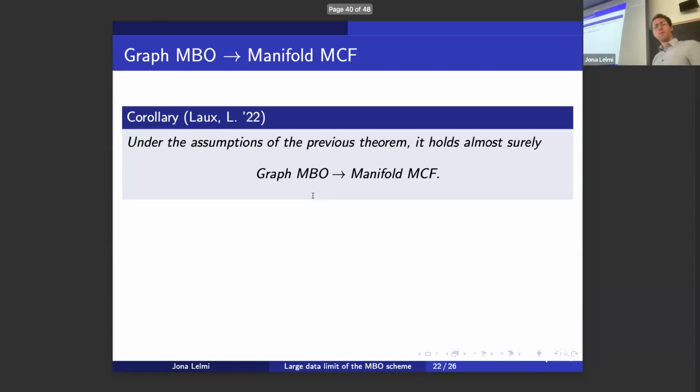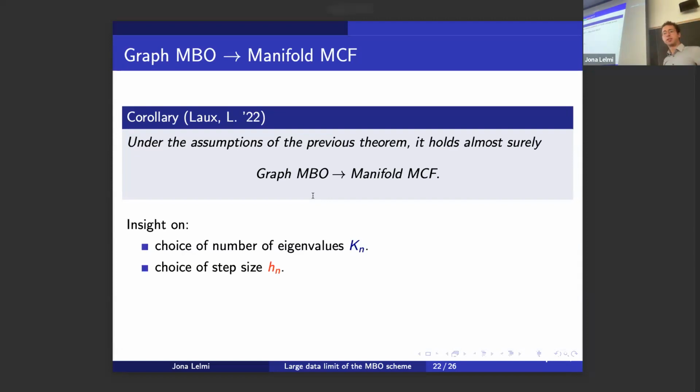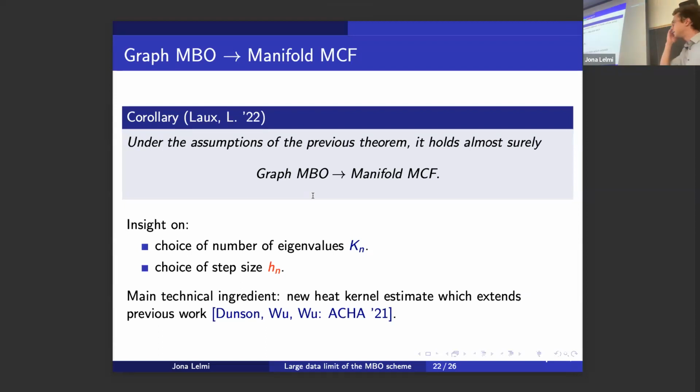The corollary of this result is that on random geometric graphs, under the previous assumptions, the graph MBO scheme converges to manifold mean curvature flow. This gives insight on the number of eigenvectors or eigenvalues that you use to approximate a heat kernel, and also on the choice of the step size h. The main technical ingredient that I want to talk about for the proof of this result is a new heat kernel estimate, which is interesting on its own, and which extends a work of Dunson, Wu, and Wu from 21, and is as follows.